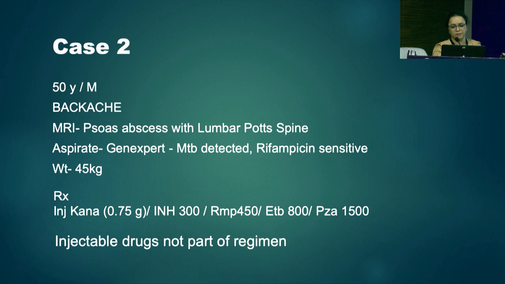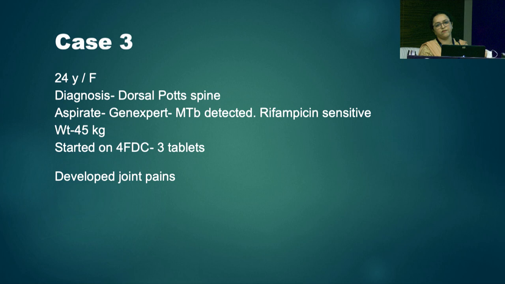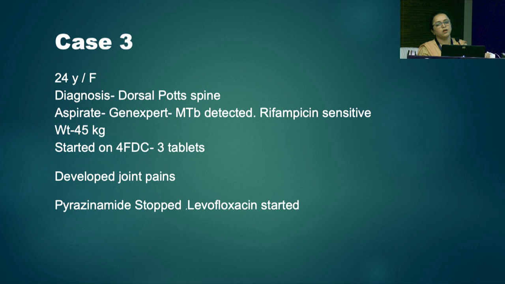The third case is of a 24-year-old female who has rifampicin-sensitive pot spine. She weighs 45 kilograms. She has been started on three tablets of fixed-dose combination of four drugs. Looks okay. She develops joint pains within the first 15 days of starting AKT. She goes back to her doctor. Her doctor stops the pyrazinamide. We all know pyrazinamide is the commonest cause of joint pains. So the doctor stops the pyrazinamide and adds levofloxacin. This is commonly what we see, but is it correct?